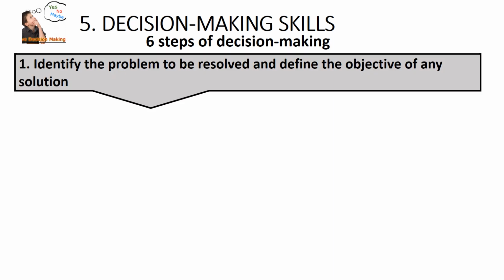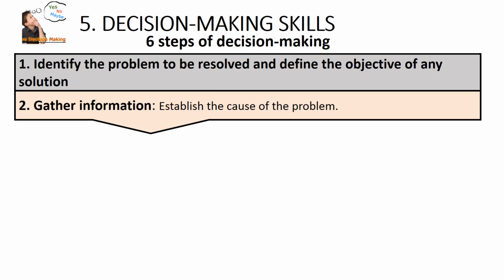The first step is for the manager to identify the problem. That is, the manager needs to know what the issue is that the manager is making the decision about. And the manager must also be able to define their objectives in solving the problem. That is, what is the manager trying to achieve by solving the particular issue?